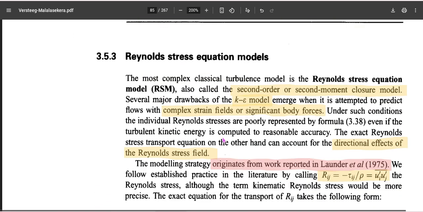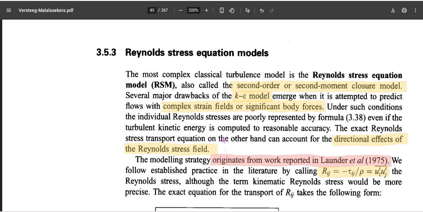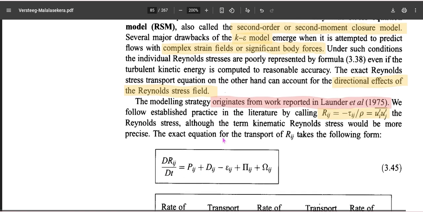So in this video, instead of making an analogy between the Reynolds stresses and the rate of mean deformation by introducing the turbulent viscosity, we try to model the Reynolds stresses directly and find the Reynolds stress equations for each Reynolds stress. So six Reynolds stress equations are formulated in addition to the Reynolds equations.